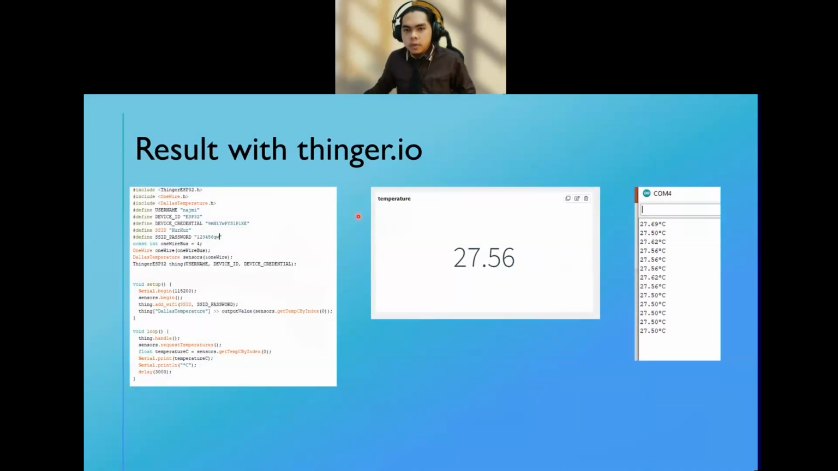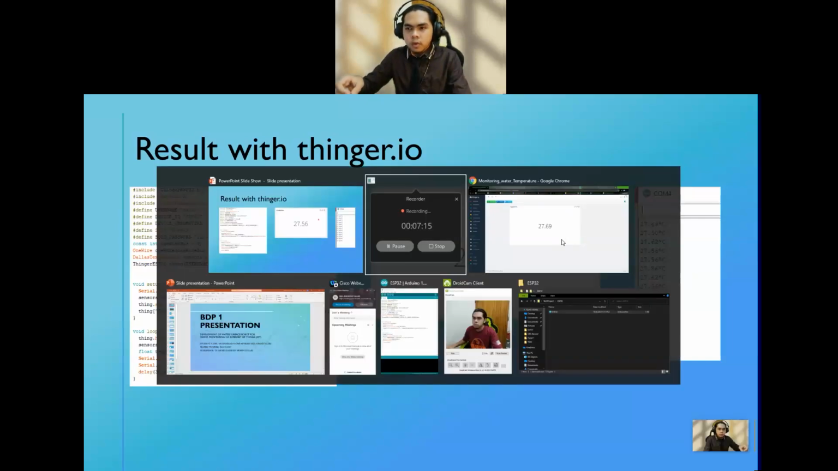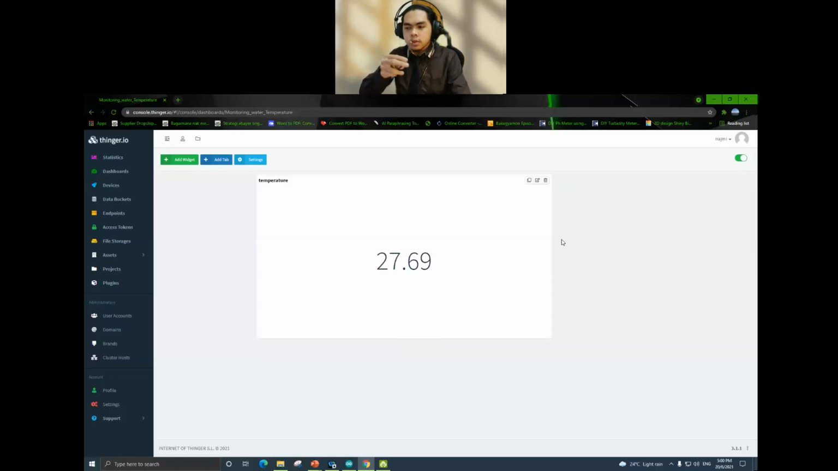Moving forward. This part shows the result with Tingle IO. As we can see, this is the dashboard on the Tingle IO, and this is the serial monitor. The data is telling each other. I would like to demonstrate a bit of this on the Tingle IO platform. So this is the temperature sensor, and I will dip it in the hot water and let's see what happens. The temperature will rise because of the temperature of the water, as we can see in the dashboard.